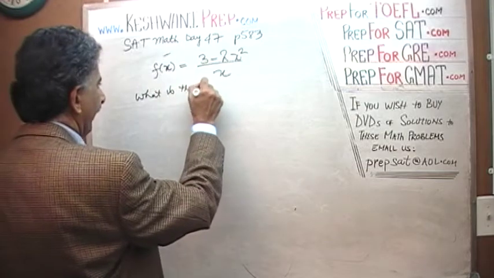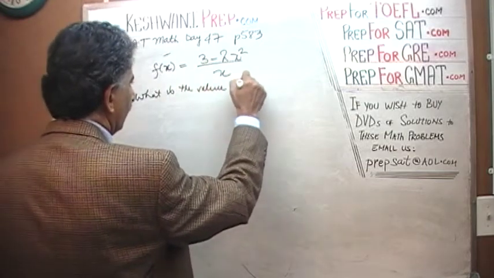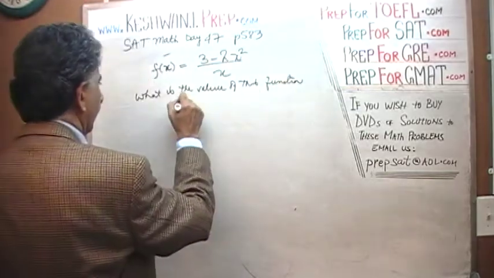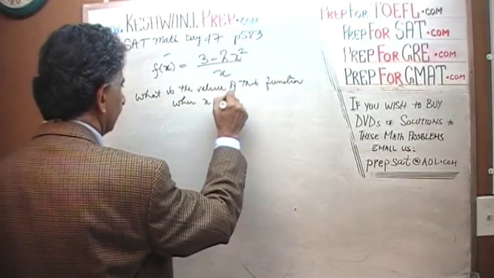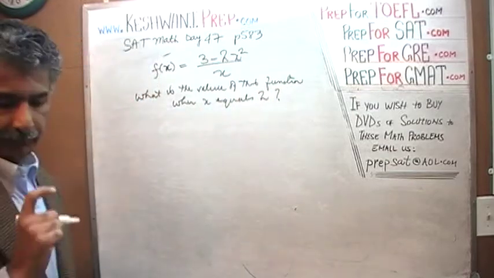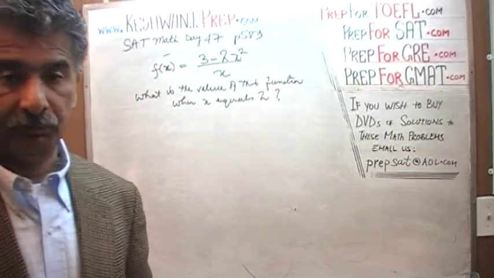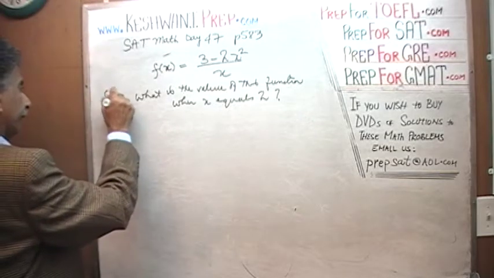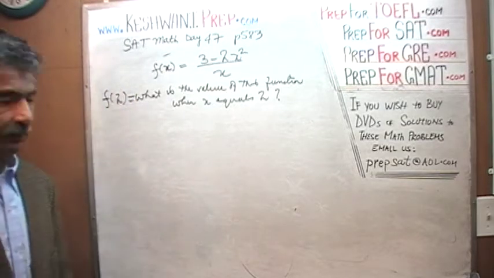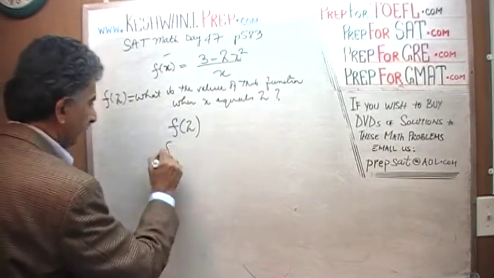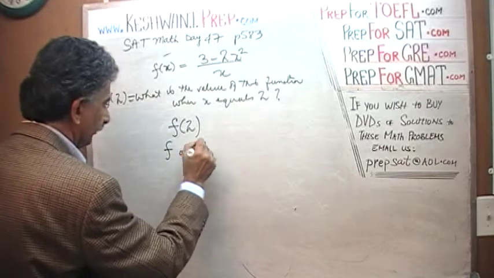what is the value of this function when x equals 2? Now that is not how they actually pose the question, but that's what it means. What they're asking here is this, which is the same as saying, this is read as f of 2.